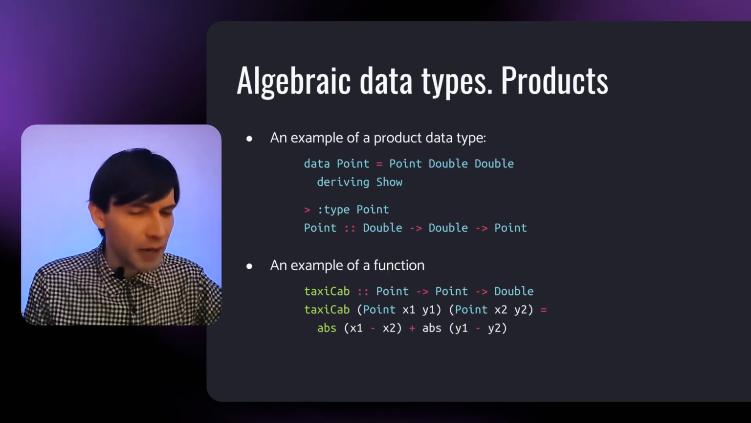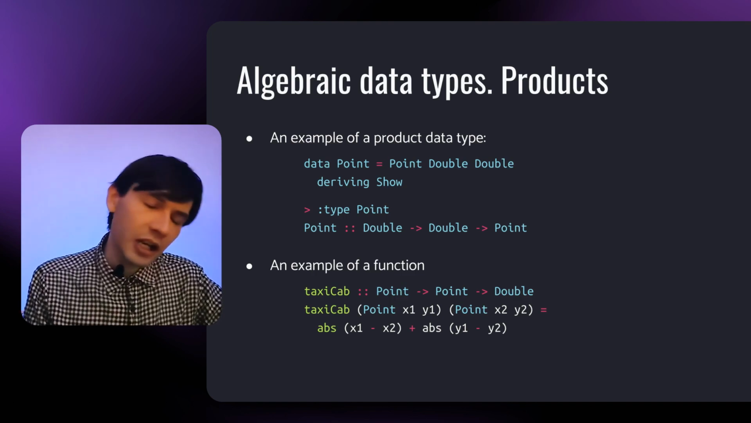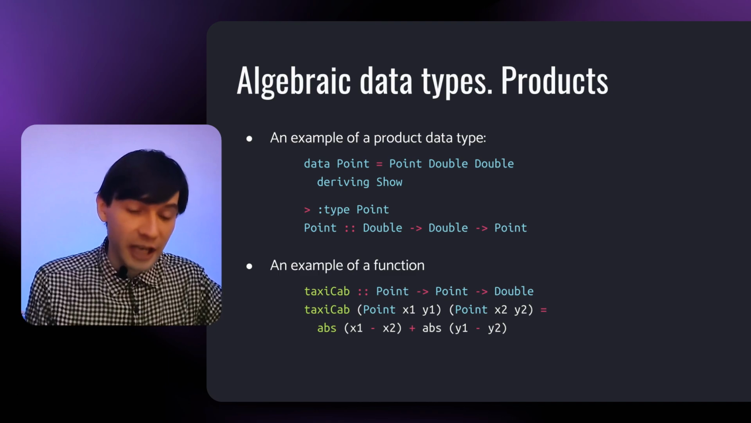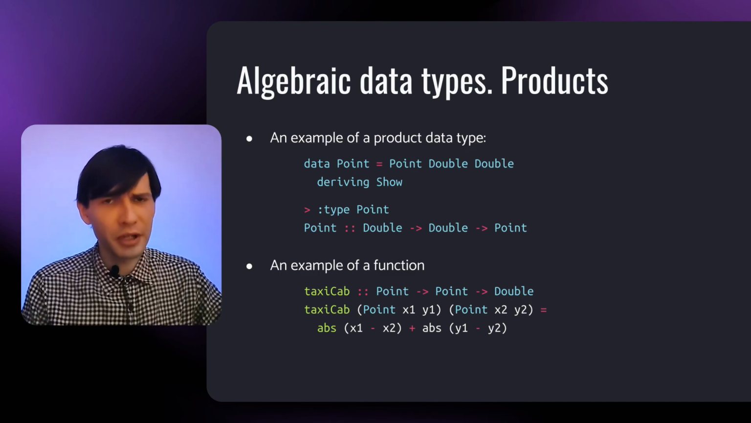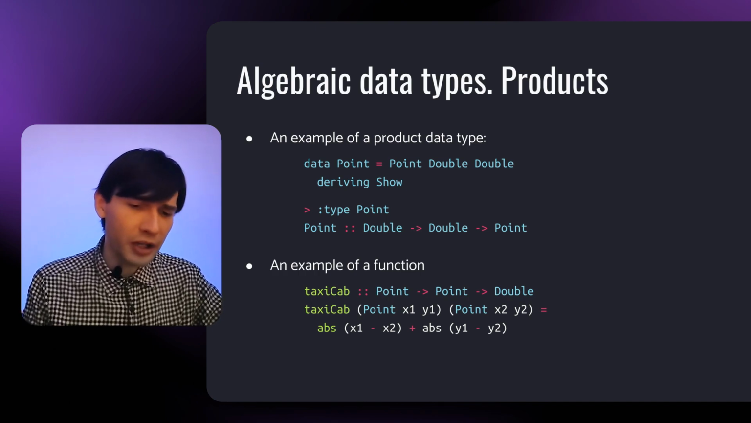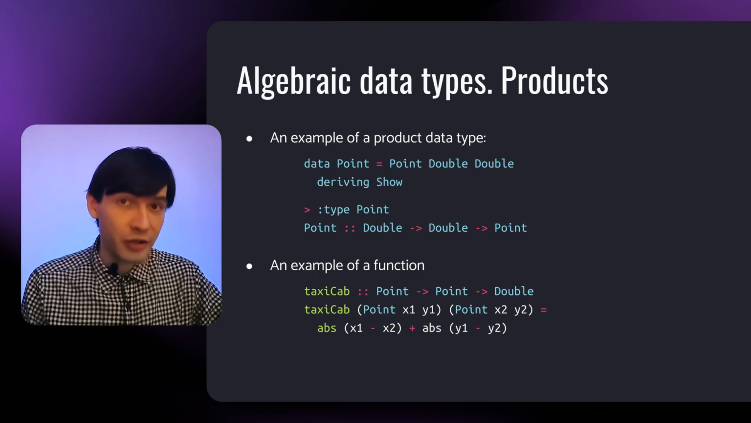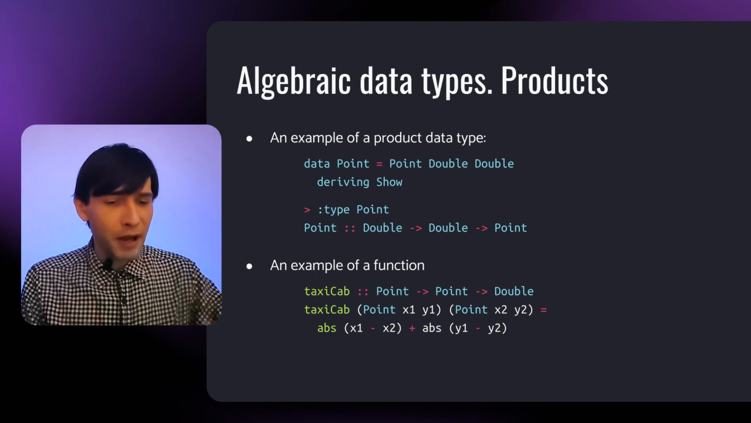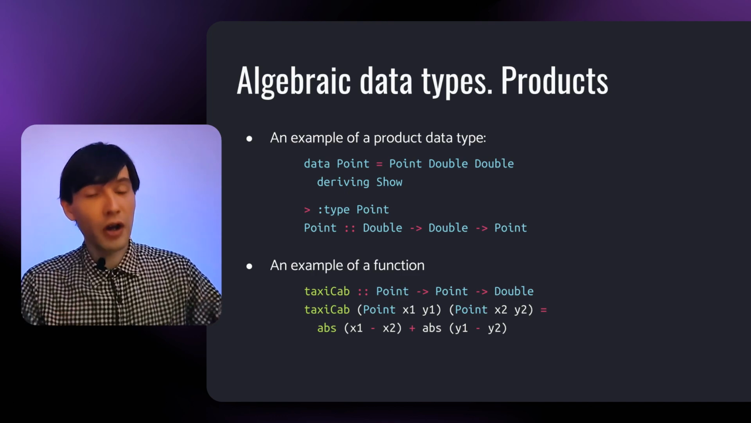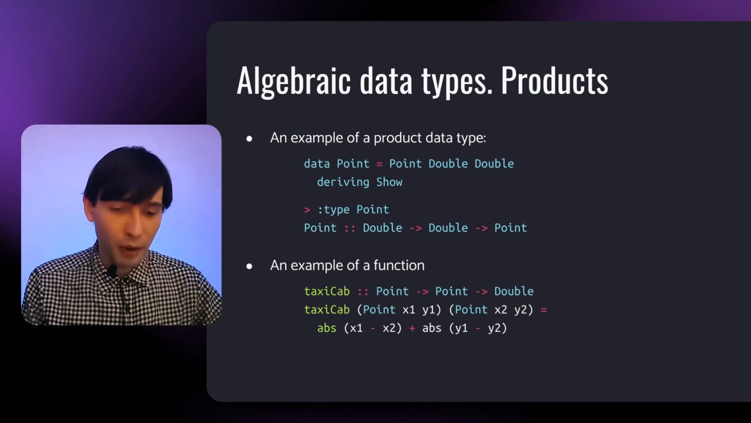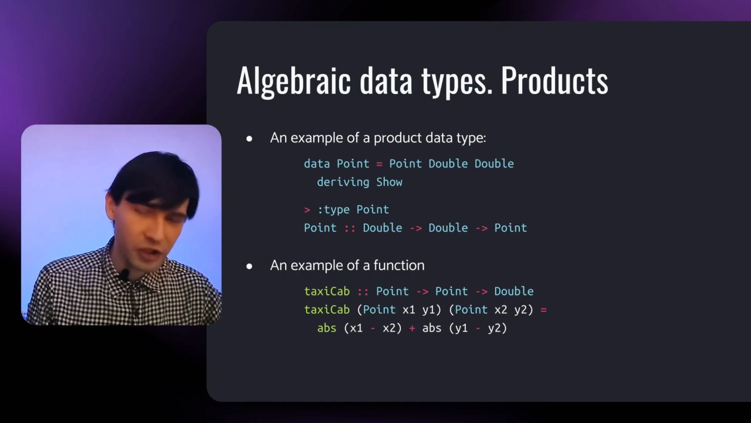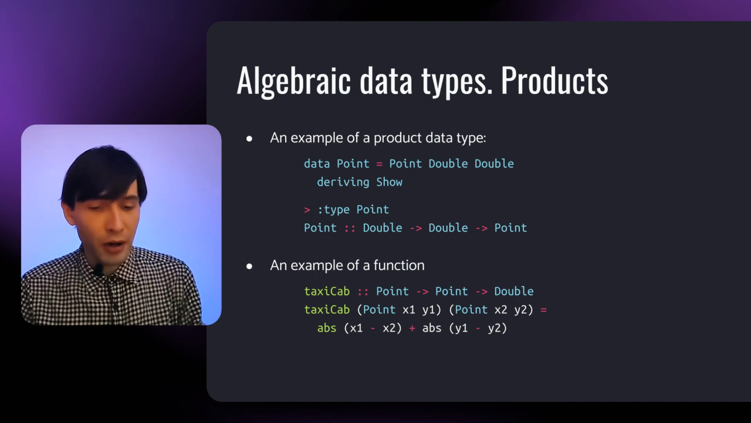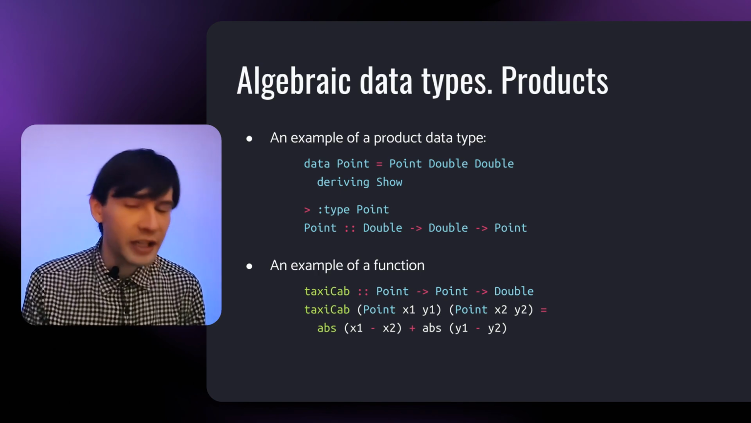And here's an example of a function defined on this data type. The function is called taxicab. This function computes the distance between 2 points using the taxicab metric from the taxicab geometry. Here we pattern match on values of points. We take Doubles from those constructors and compute the distance between those points using this formula taken from Wikipedia.